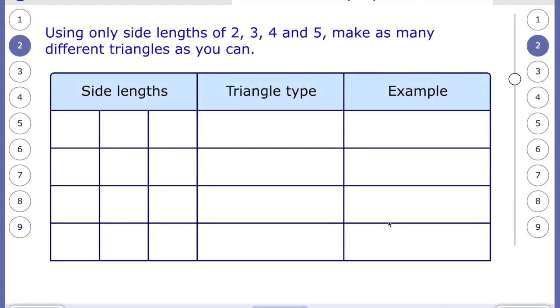So we can do this in a table. If we want to make an equilateral triangle, they could all be 2 long, let's say centimetres. So each side could be 2 centimetres long, or they could all be 3 centimetres long, or they could be all 4 centimetres long, and so on.